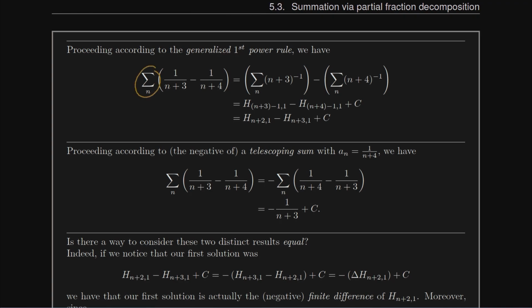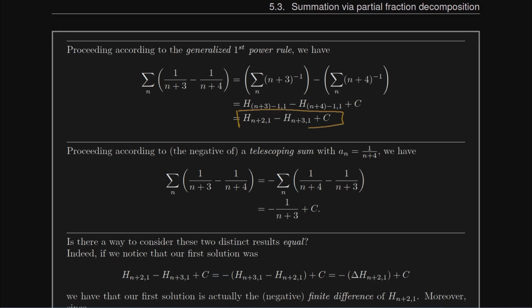So I've taken my sum and distributed it to both terms. There's the generalized harmonic number for n plus 3 minus 1, and then because this power is negative 1, that's a negative 1 there. And then I have a minus, this is the generalized harmonic number for n plus 4 minus 1, because that's a negative 1 power, I have a negative 1 there. If I simplify those a little bit, you get H(n+2, 1) minus H(n+3, 1).